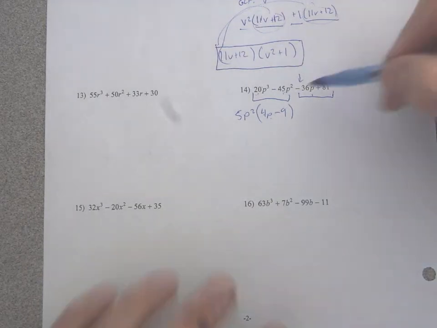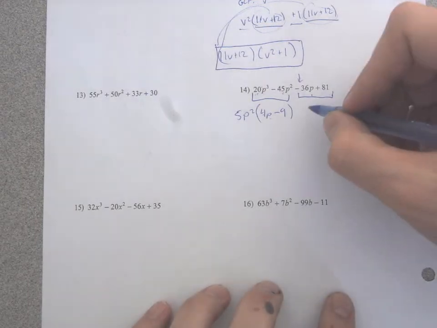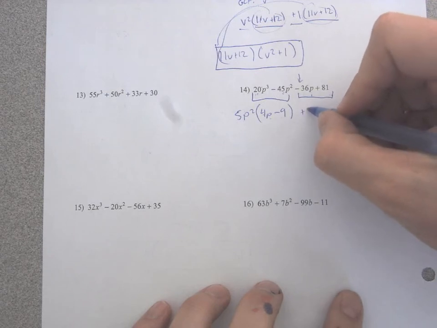All right, now looking at these ones, I noticed that 3 goes into both. I think maybe 9 goes into both, and I think that's the biggest thing. So if I were to factor out a 9, watch what happens.